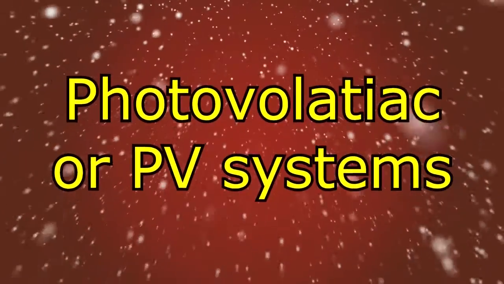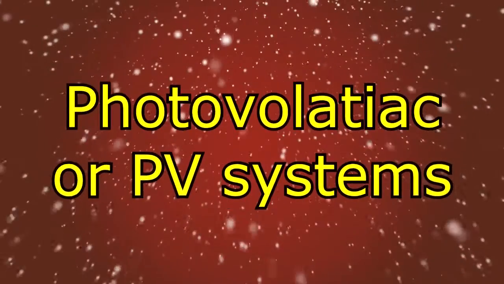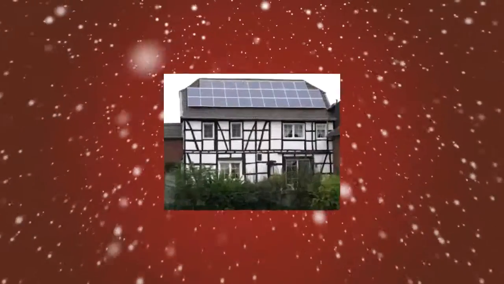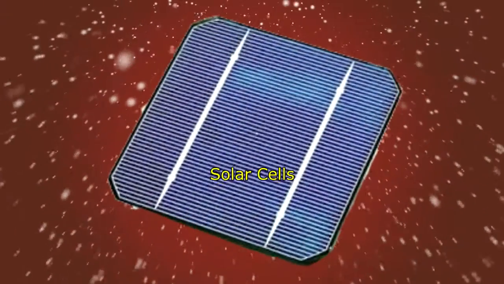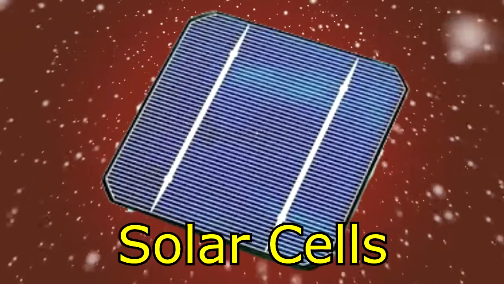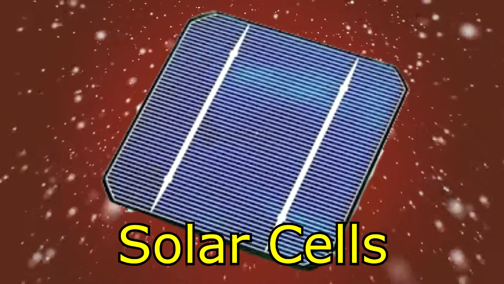Solar electric systems, also known as photovoltaic, PV systems for short, convert sunlight into electricity. Okay, you already knew that. Solar cells are the basic building blocks of a PV system. They are made out of semiconductor materials.